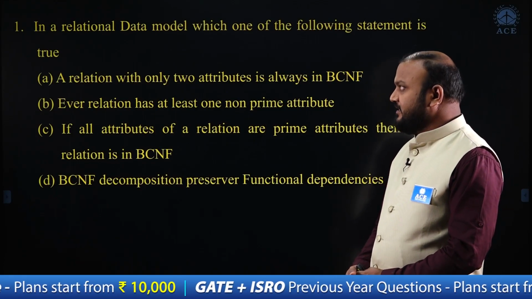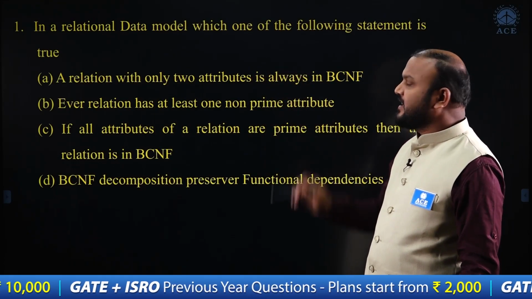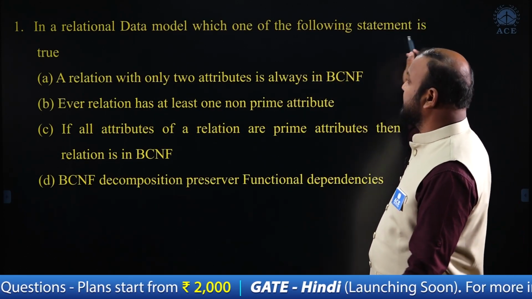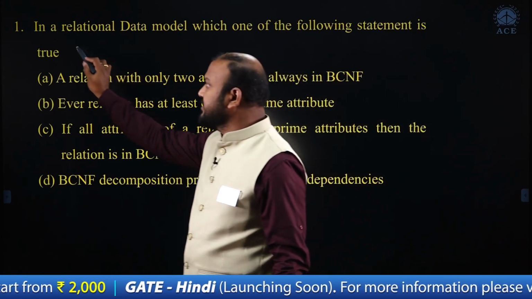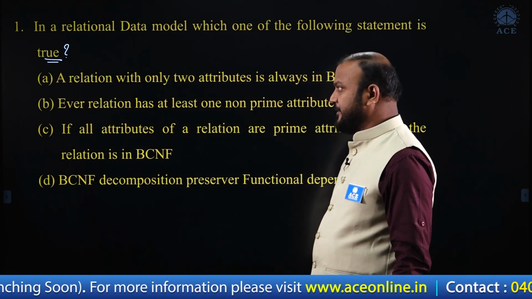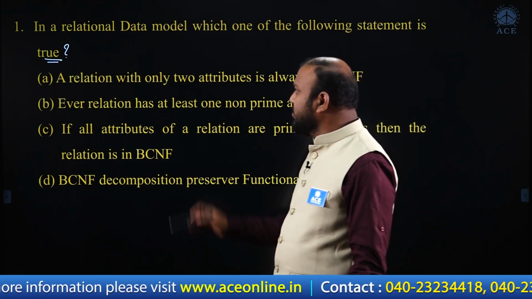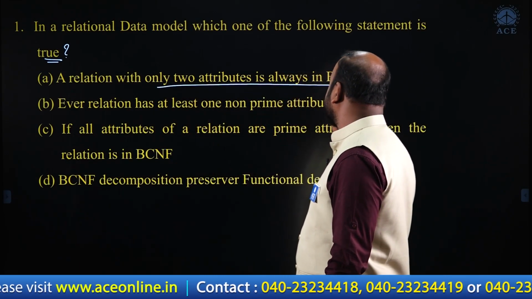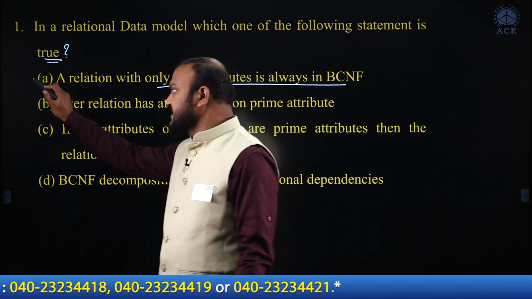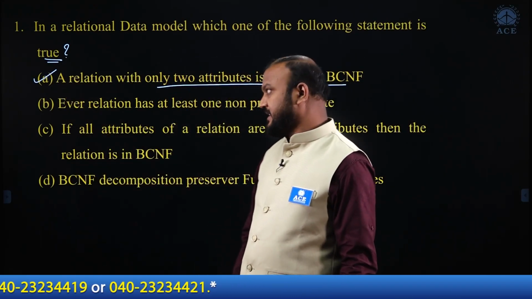Here is the question. In a relational data model, which one of the following statements is true? The question is about which statement is true. Look at option A. A relation with only 2 attributes is always in BCNF. It is a true statement and option A is the correct answer.